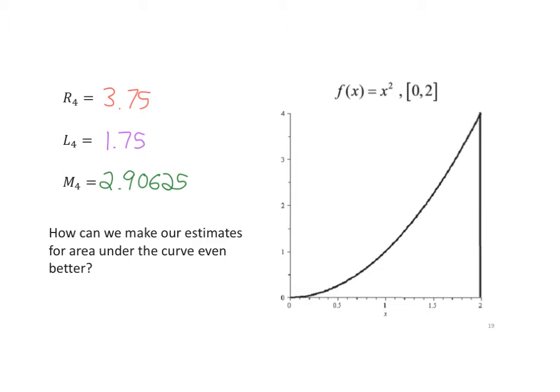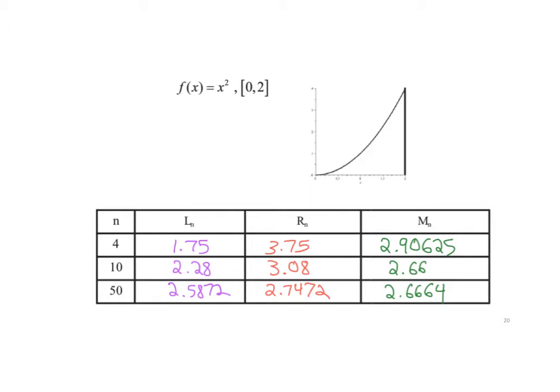The question now becomes, how can we make our estimates for area even better? What could we possibly do here? So these numbers should all look familiar. These were all when we had 4 rectangles.